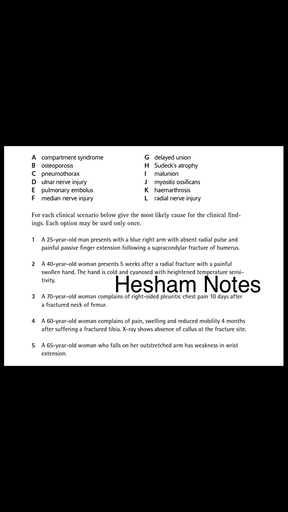Two. A 40-year-old woman presents 5 weeks after a radial fracture with a painful swollen hand. The hand is cold and cyanosed with heightened temperature sensitivity. This syndrome is called Sudeck's atrophy, or complex regional pain syndrome, due to sympathetic overactivity, causing severe pallor and severe pain to the limb. So 1 is A, compartment syndrome.